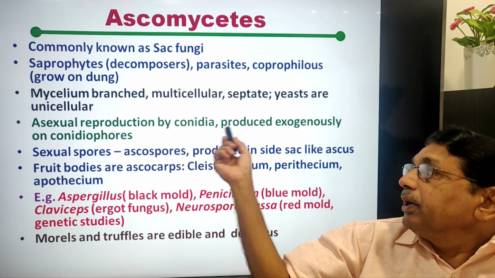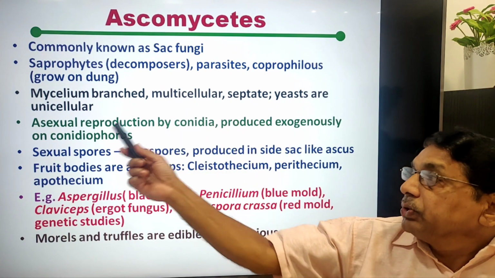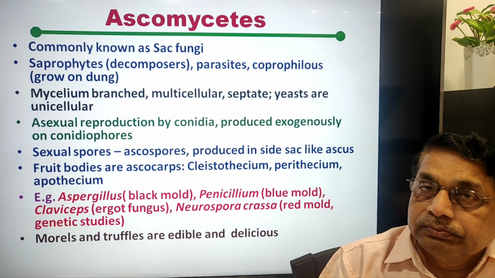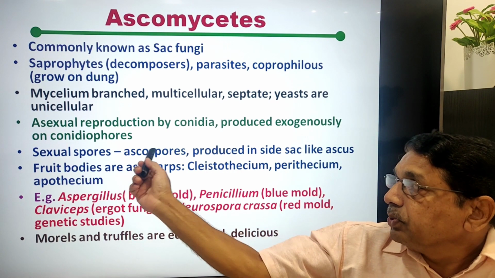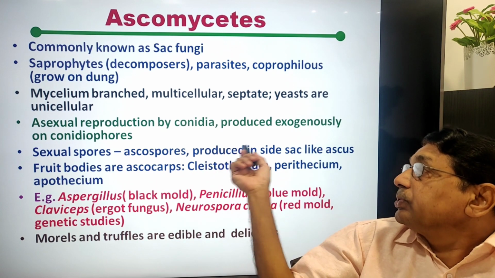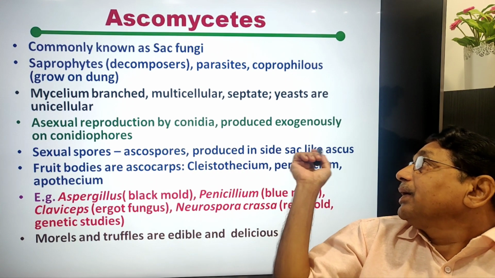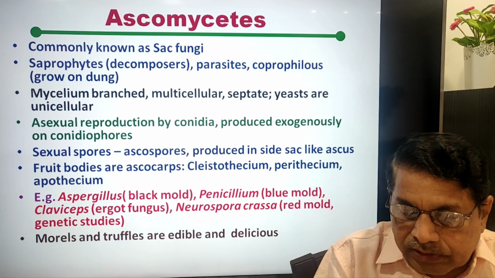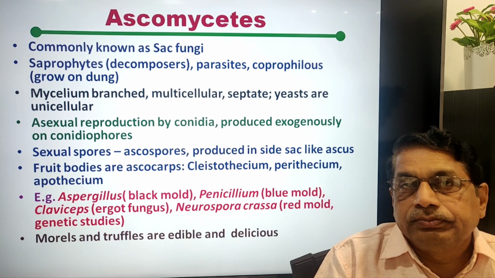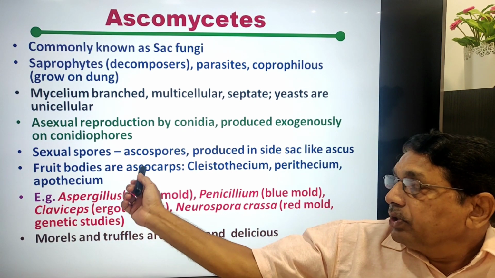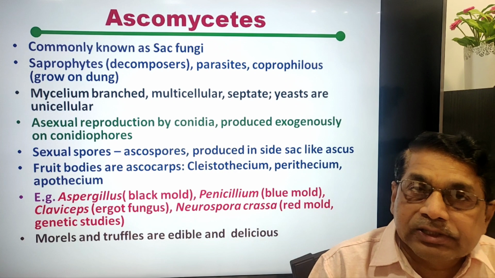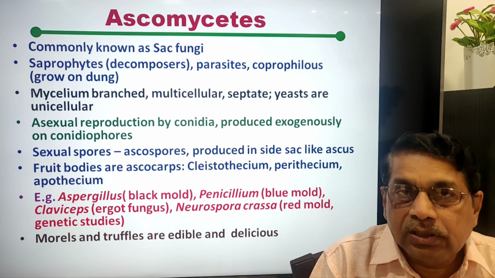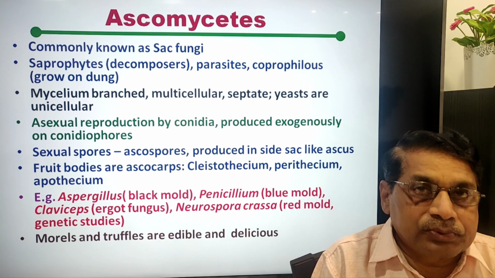Asexual reproduction is by conidia produced exogenously on conidiophores. Sexual spores, ascospores, are produced inside a sac-like ascus that I will show you. Inside a sac-like, club-shaped structure. Fruit bodies, ascocarps. As a result of sexual reproduction, they produce the fruit bodies. In general, these are called ascocarps.